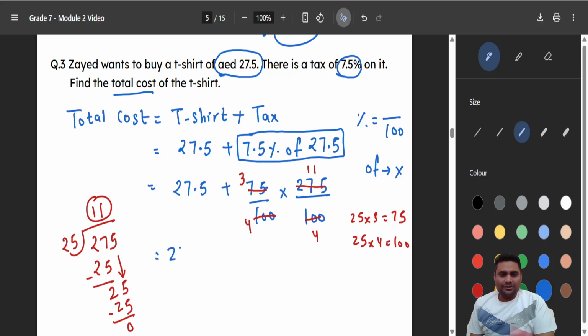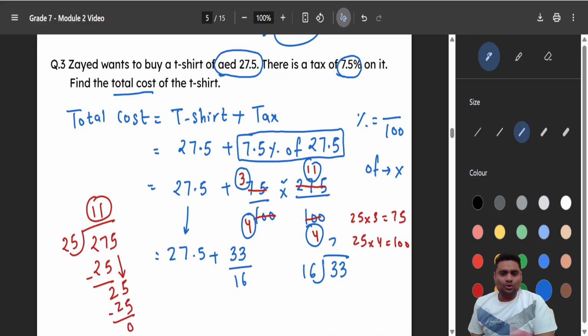Equals 27.5 here, same. Now here I have 3 times 11, that will be 33, over 4 times 4, that is 16. So now we have to do 33 over 16. Let me show it to you. It will be 2.0 something, but I will show you how to do it. Now see, in the table of 16, 16 times 2 will be 32, which is the closest number to 33 possible in the table of 16. Do minus, you will get 1 here.